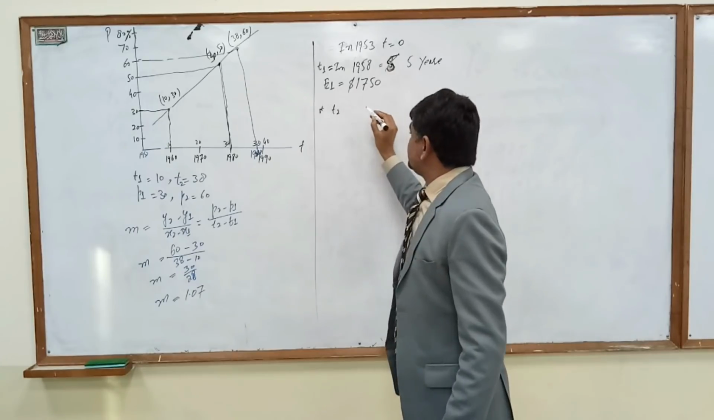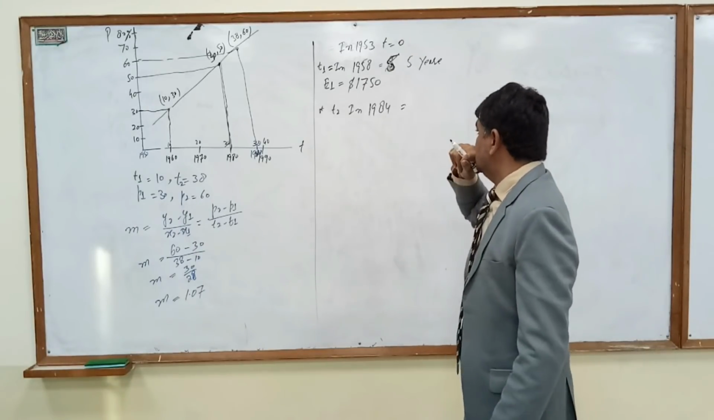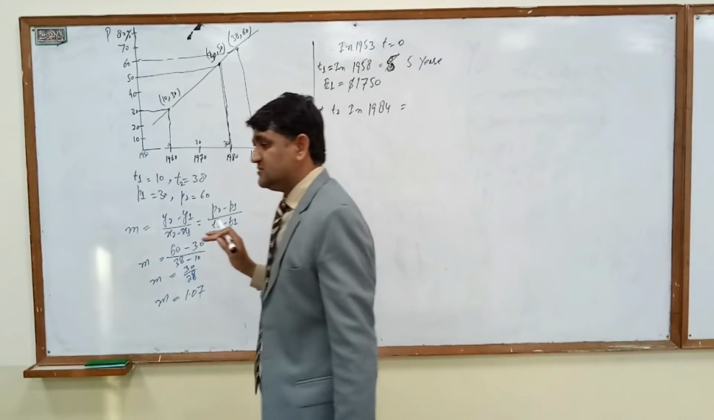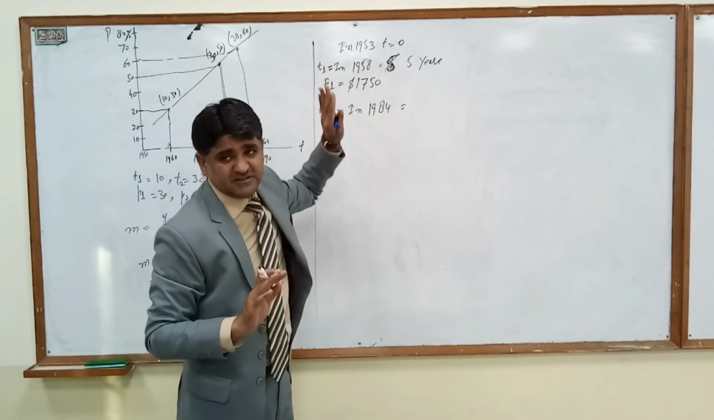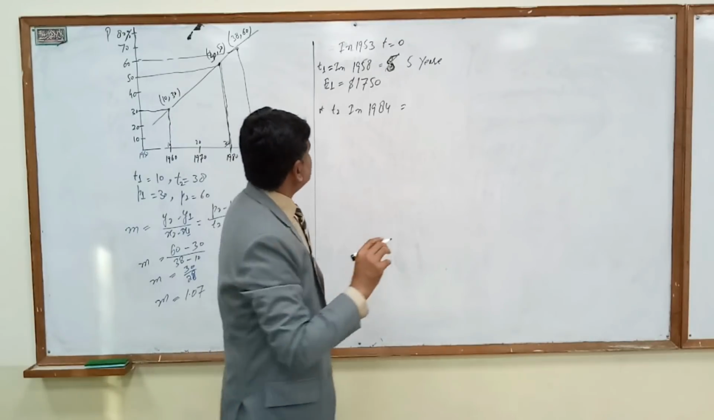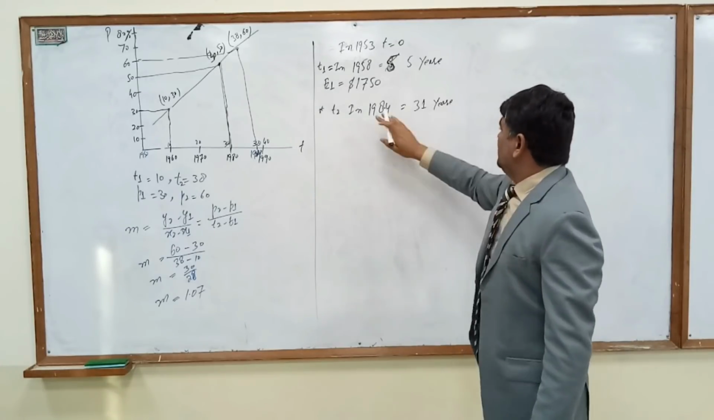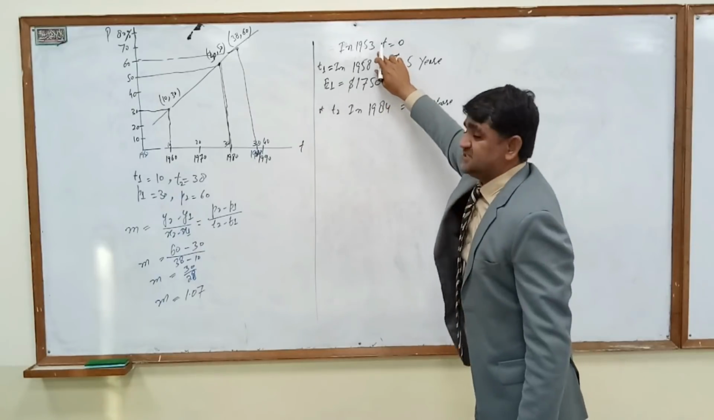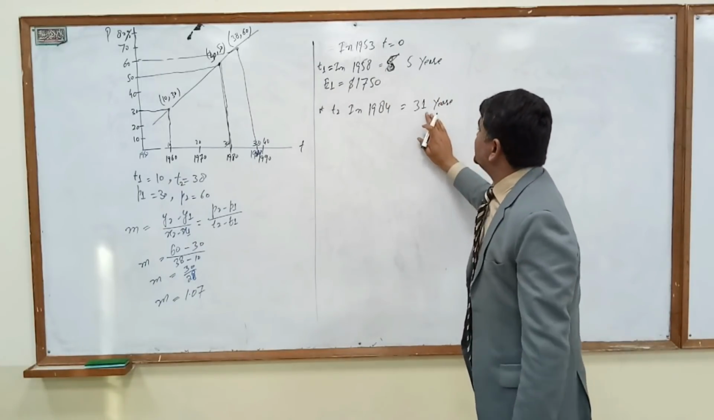Second part, t2 in 1984. What is the difference between 1984 and 1953? How many years? You can check it. 1984 minus 1953 is 31 years. So t is equal to 31 years. How do we find it? By subtracting the current year minus the base year. Here the current year is 1958 minus the base year, which is 5 years. For 1984, current year minus base year is 31 years.